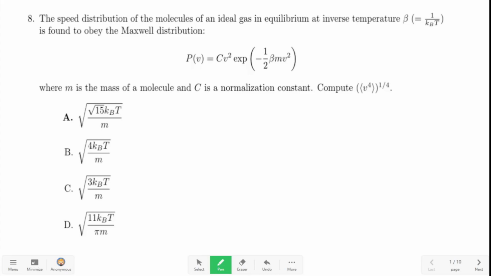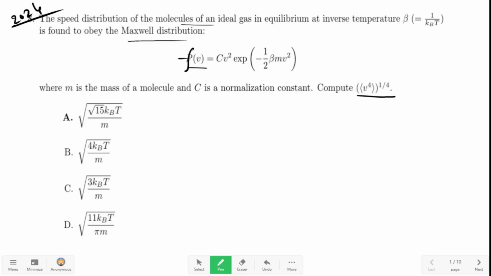Here we have a question from JEST 2024. We are given the Maxwell distribution function C v square exponential minus 1 by 2 beta m v square for molecules of an ideal gas in equilibrium at inverse temperature beta. We have to compute the expectation value of v raised to 4, the whole raised to 1 by 4.